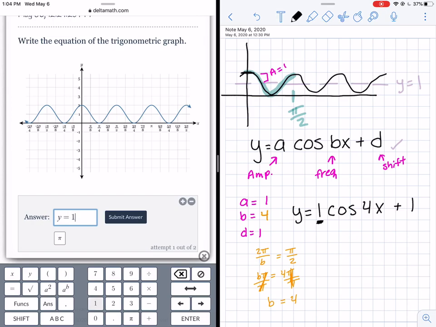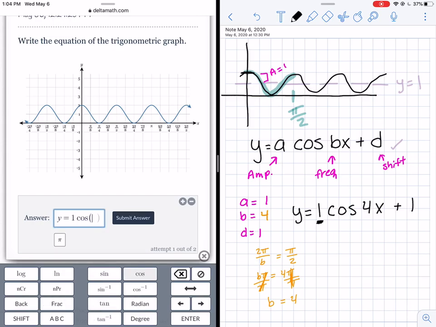Now I need to put cosine here. So to get cosine, I'm going to go to the button that says functions, and then cosine pops up. In parentheses, I'm going to hit back to get to my regular function. I'm going to put the 4x there. And then that shift actually needs to be outside of the parentheses. We don't tend to write the parentheses because you don't really need them.